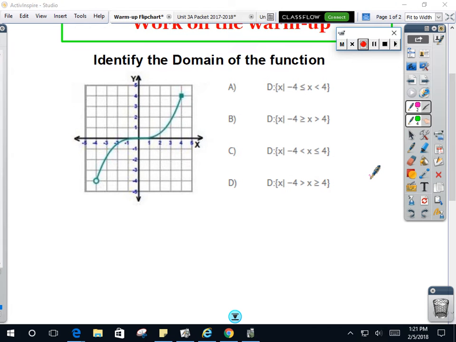Identify the domain of the function. Okay, well, when it's asking you to identify the domain, guys, you shouldn't be talking, I'm teaching. You immediately know that they're talking about what? Hold on, here it says identify the domain of the function. When you hear the word domain, you immediately think about x values.